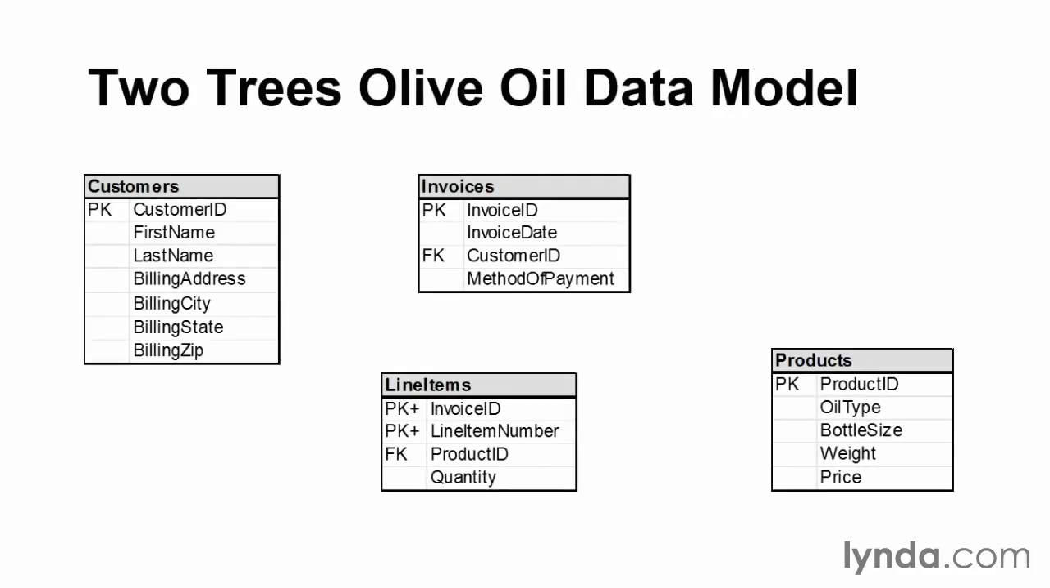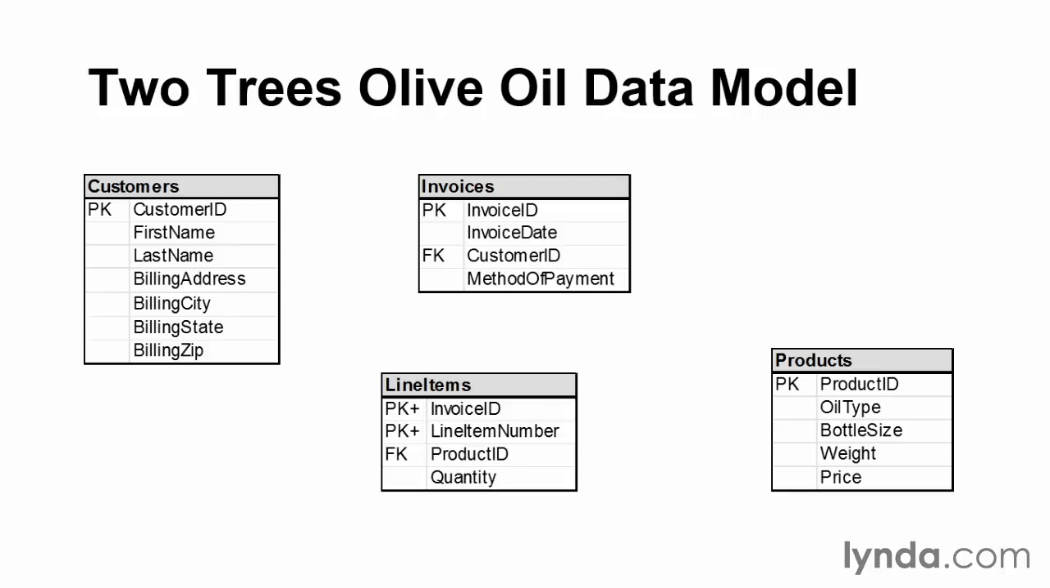Now we're ready to start implementing our database design in SQL Server Management Studio. First, let's explore the data model I've developed for the Two Trees Olive Oil Company. I've decided that we need 4 tables in order to store information about our customers, their invoices, the line items that appear on those invoices, and the products that are being ordered.